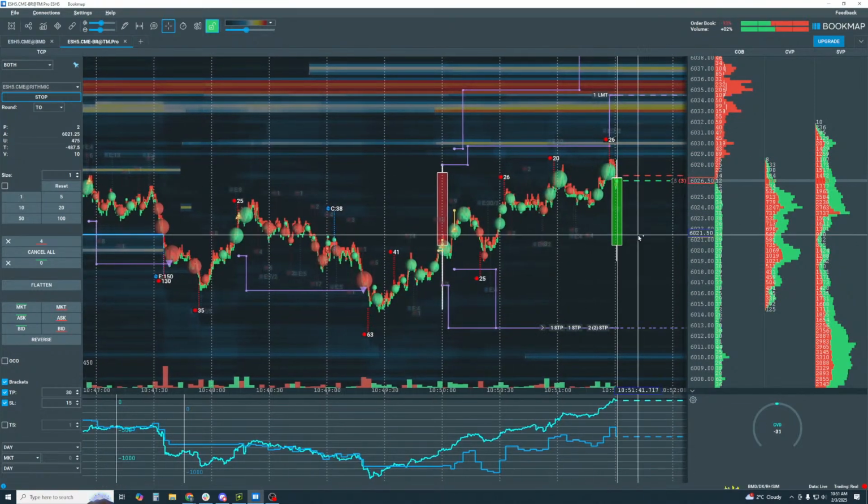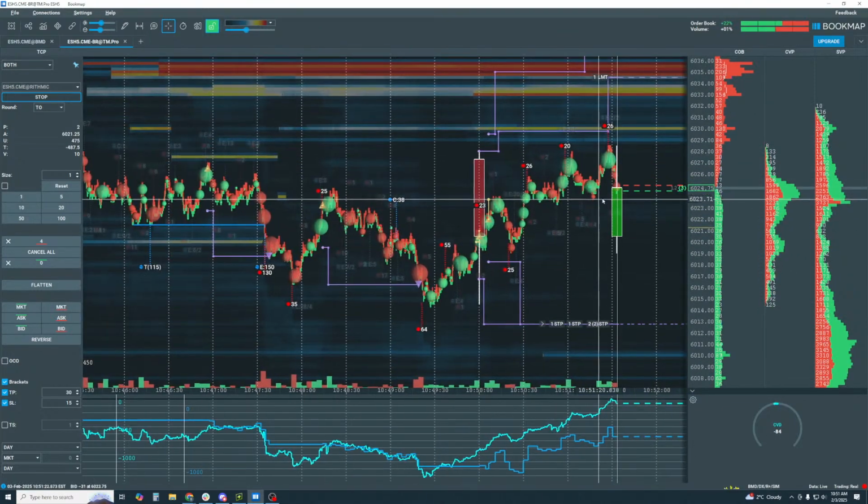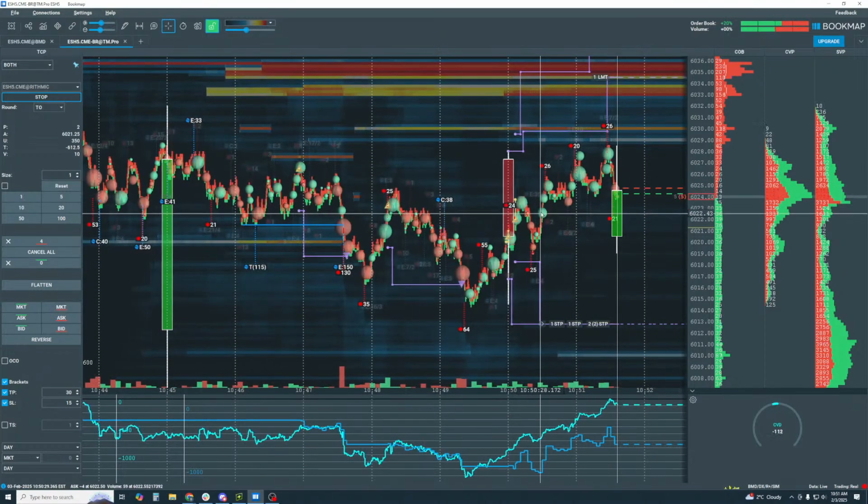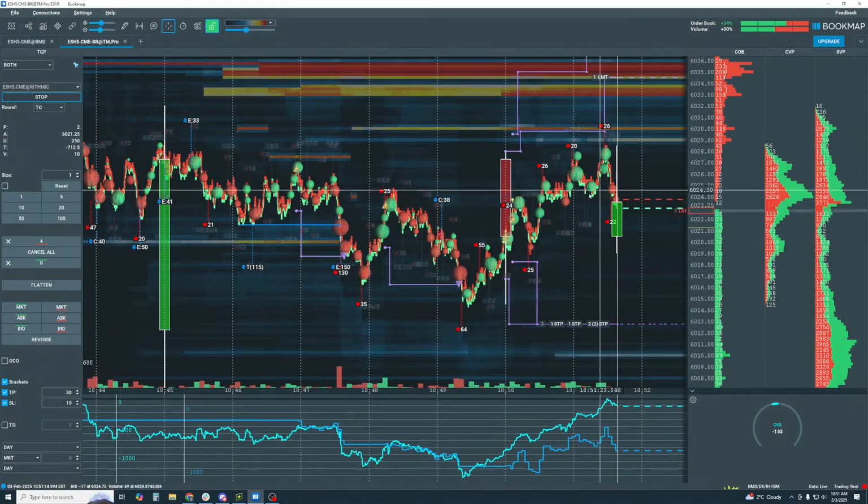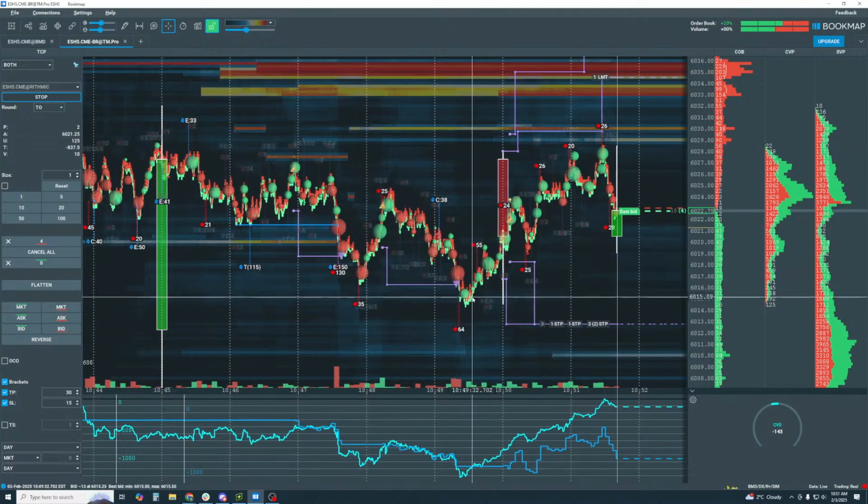Okay, I'm going to move my targets up. I'm anticipating it. Now we don't know. I mean, these are pretty big swings. We could come all the way back down to the swing here.